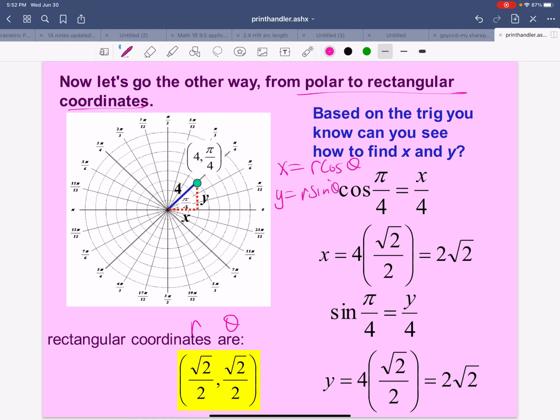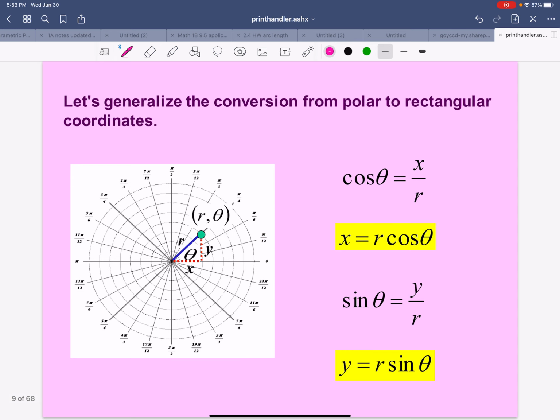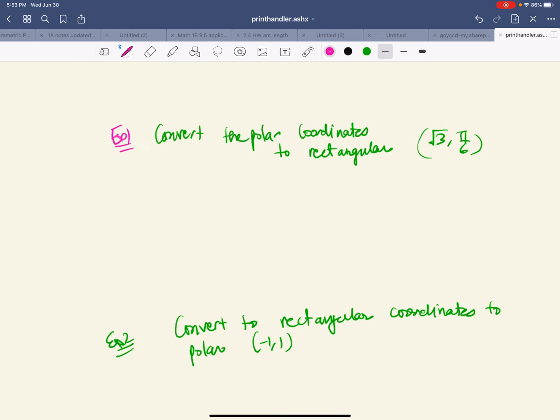We can still use our right triangles that we saw earlier. x over r was the cosine theta, where cosine is adjacent over hypotenuse, and y over r is the sine theta. So we can isolate x and y, use x equals r cos theta and y equals r sin theta, and just plug in, and we have our x and y coordinates. So to go from polar to rectangular, use x equals r cos theta and y equals r sin theta. Let's go ahead and look at two examples.